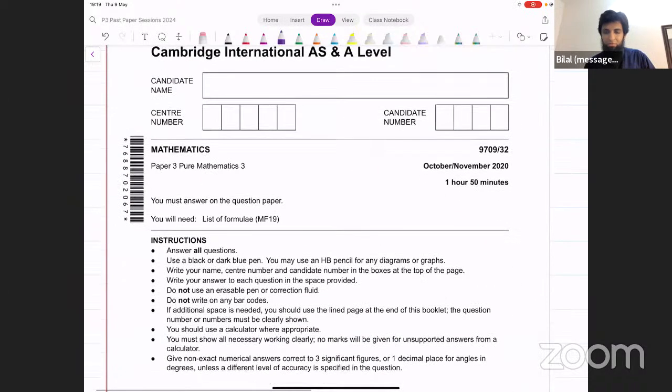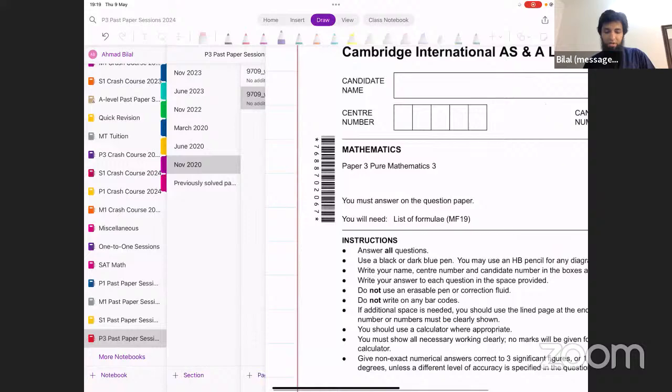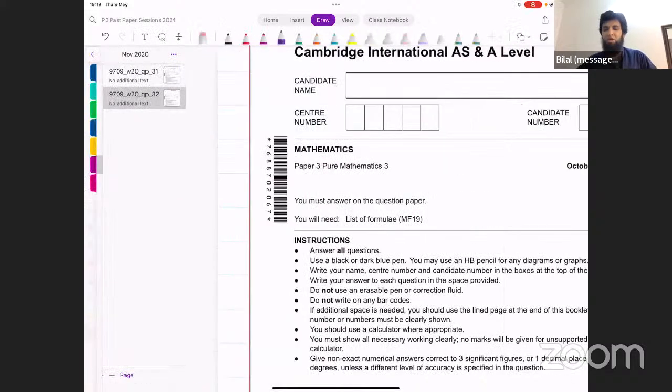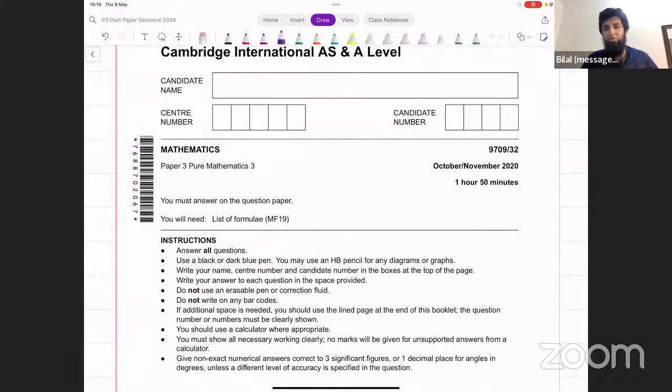This was paper 3-2. 3-1 we did earlier. 3-3 is the same as this. Yeah, March 2024 is only one variant. That's 3-2. We only have one variant in March. Okay. That's what we do tomorrow.